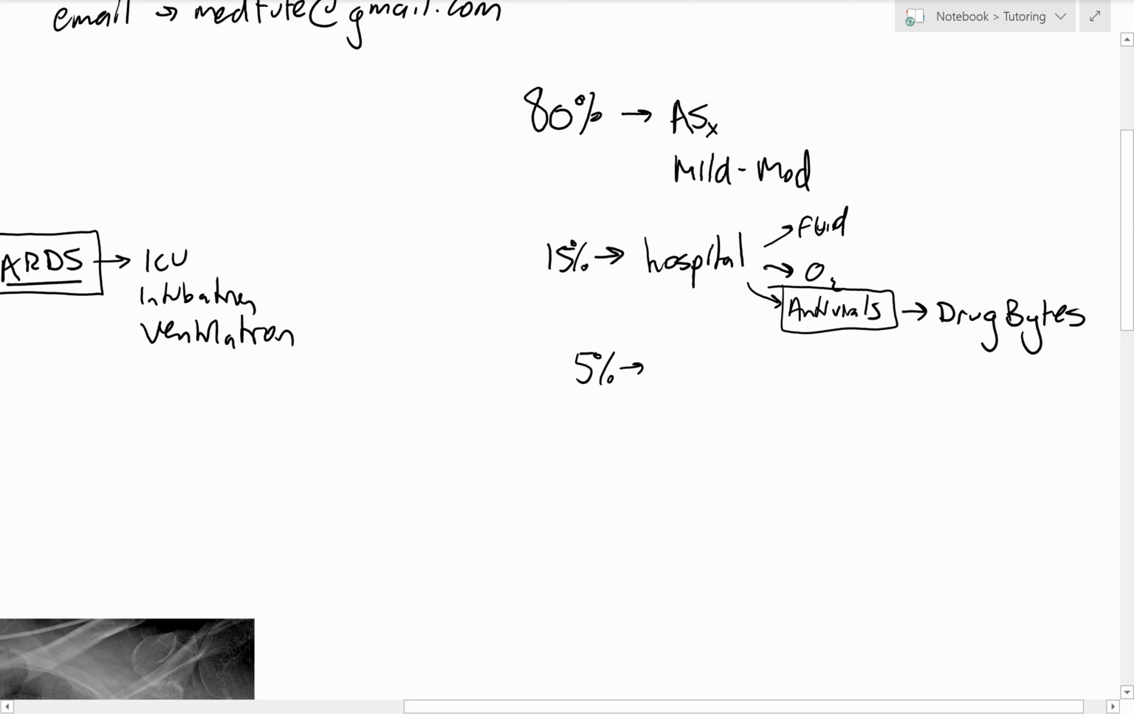Around 5% of cases are requiring admission to ICU for critical care. And these are the patients that are developing ARDS, and they need to be intubated, so have a tube put in their throat while they're sedated, and they're kept on ventilation.